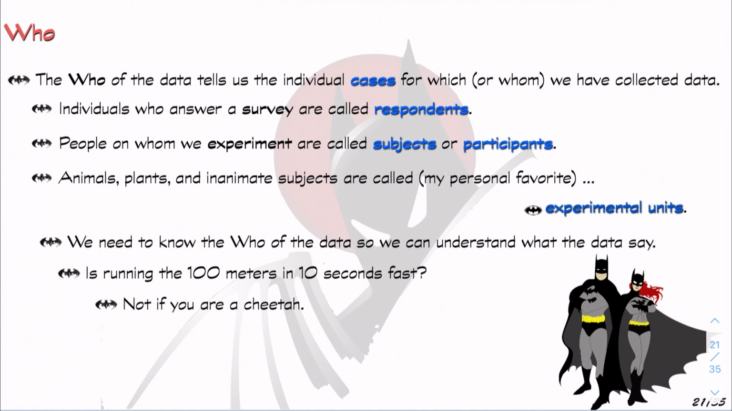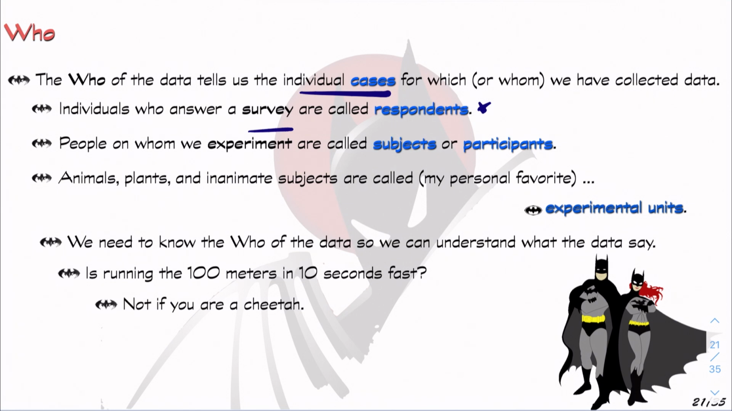So let's go back to who. Let's get a little more detailed here. The who of the data tells us individual cases for which or whom we have collected data. So individuals who answer a survey are called respondents. We'll see more of that later. People who are part of an experiment are called subjects or participants. If we're looking at animals or plants or inanimate objects, we call those experimental units. We need to know the who of the data so we can understand what the data say.